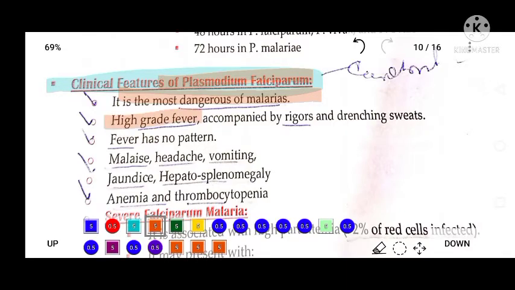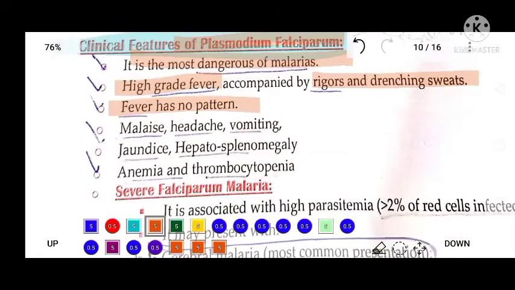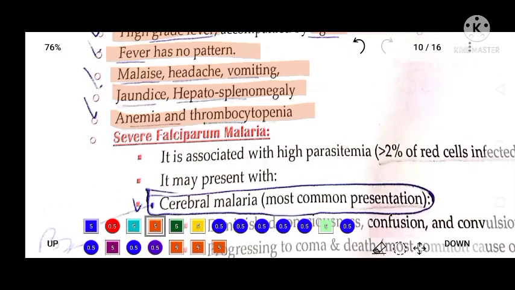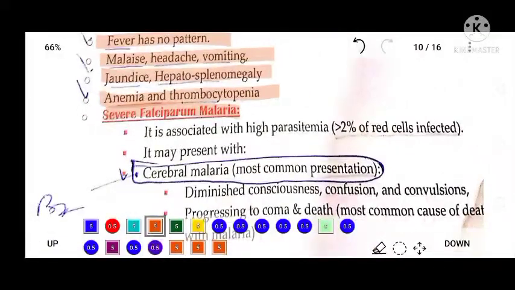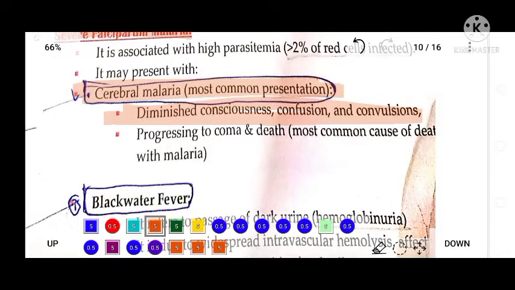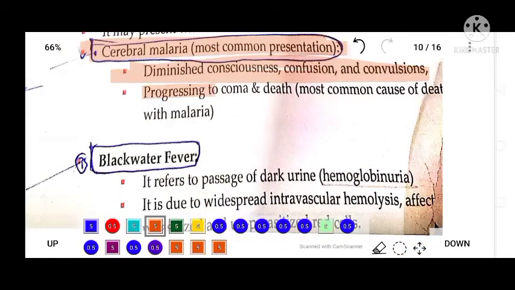High-grade fever is accompanied by rigors and drenching sweating. Fever has no pattern. Malaise, headache, and vomiting occur. Jaundice along with hepatosplenomegaly, anemia, and thrombocytopenia occurs in this type of malaria. Falciparum malaria most commonly causes cerebral malaria, which is associated with this species and progresses to coma.